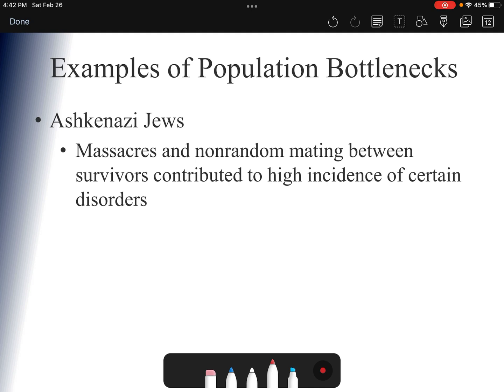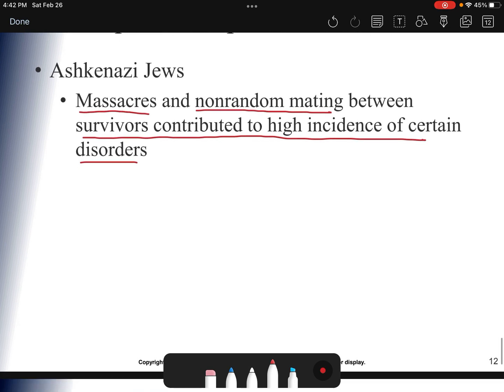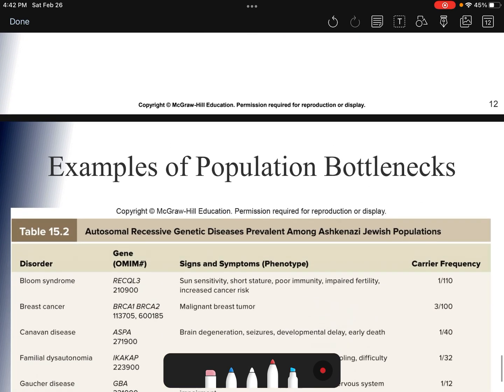Ashkenazi Jews not only have non-random mating because of choosing to marry somebody and have children within their ethnic group or their religious group, but massacres over the years have left just those few survivors contributing to a high incidence of certain genetic disorders, like we talked about before, Tay-Sachs disease. Remember, Jews were the ones targeted during the time of Hitler, as well as other massacres over the years. So that has greatly concentrated their gene pool as well.